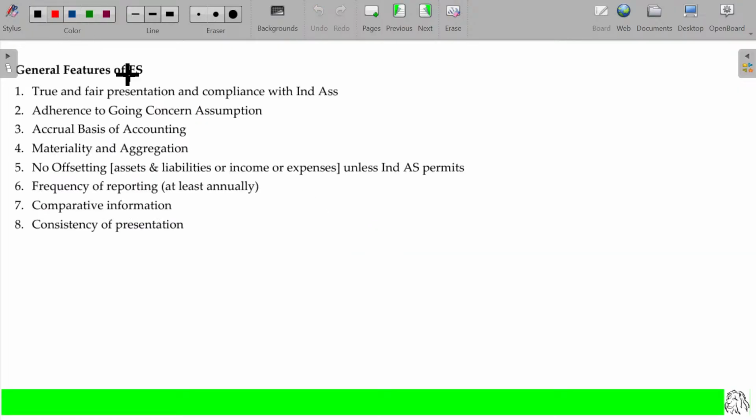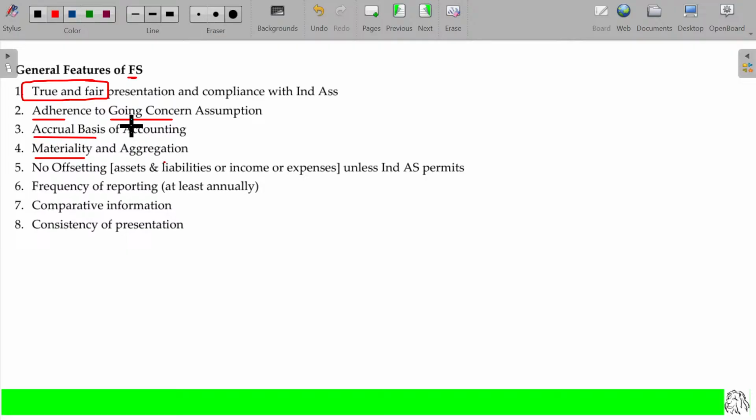And general features of financial statement. While presenting the financial statement, true and fair presentation should be exhibited, with adherence to the going concern assumption. While preparing the financial statement, you have to strictly follow that the company has the going concern assumption, and the accrual basis of accounting, materiality and aggregation.